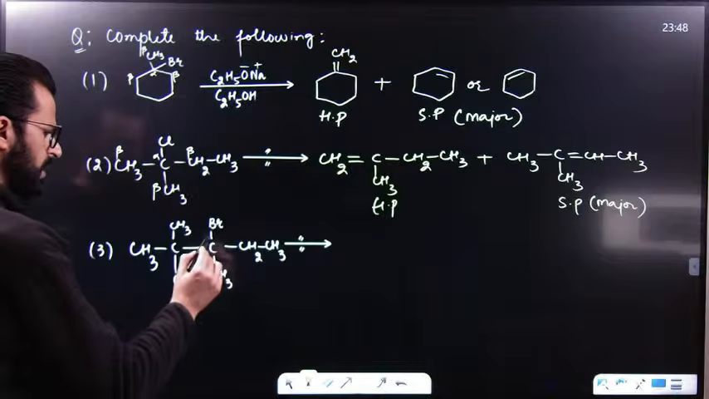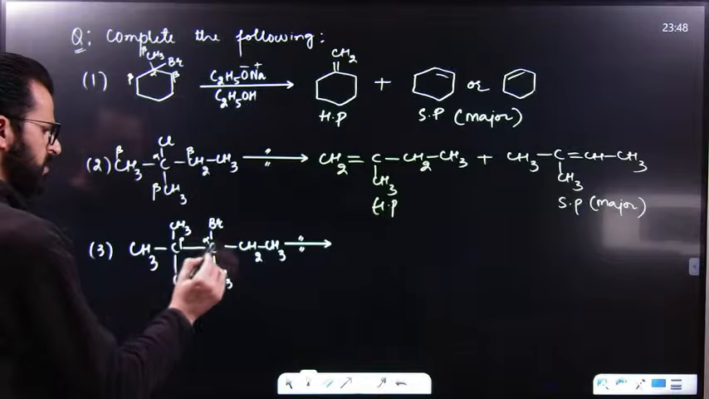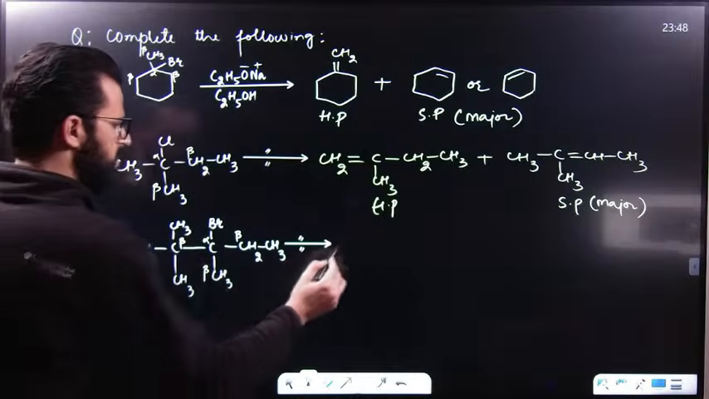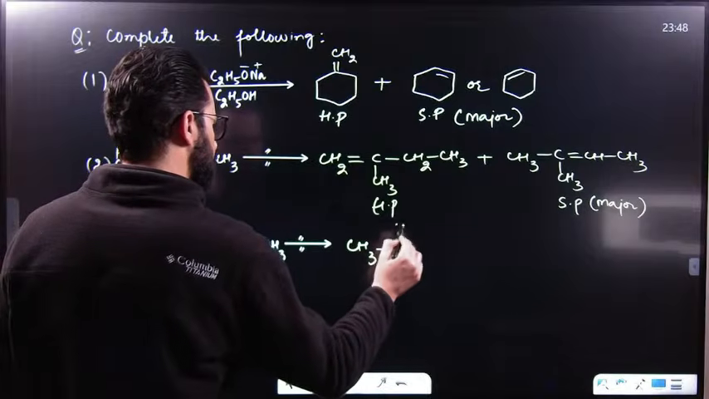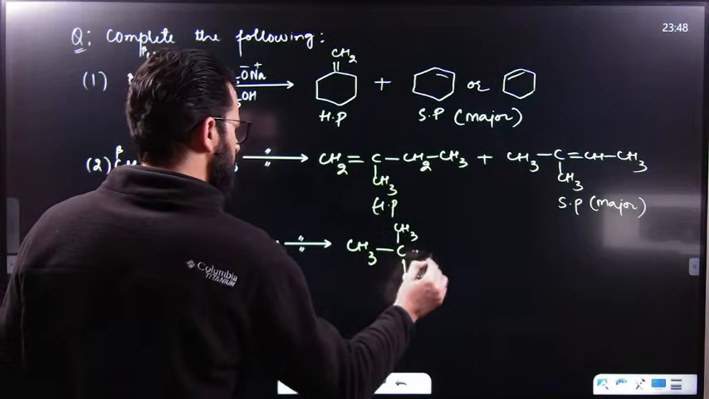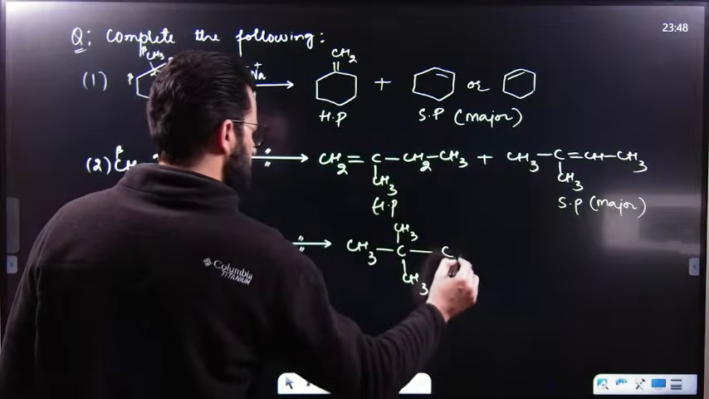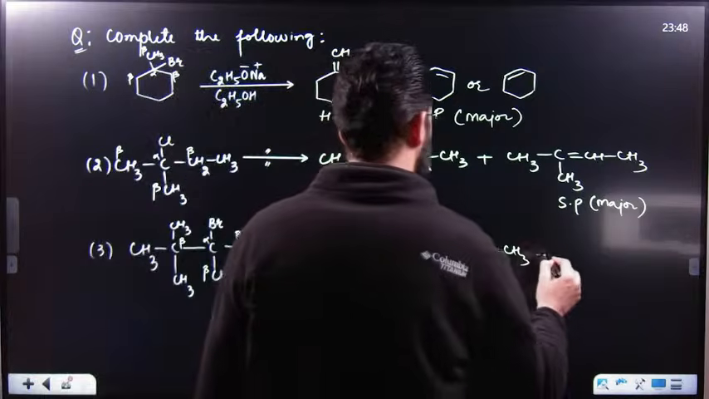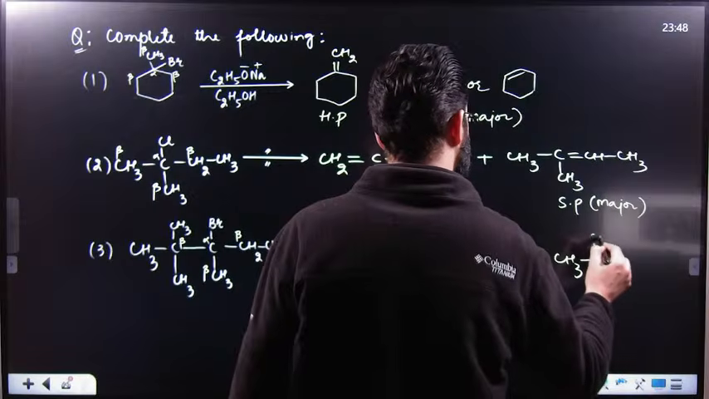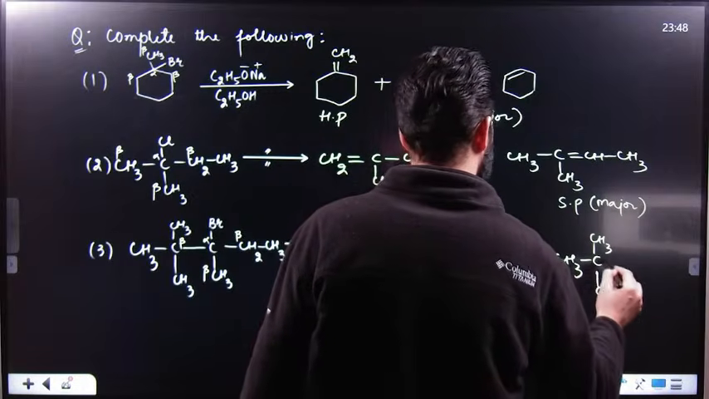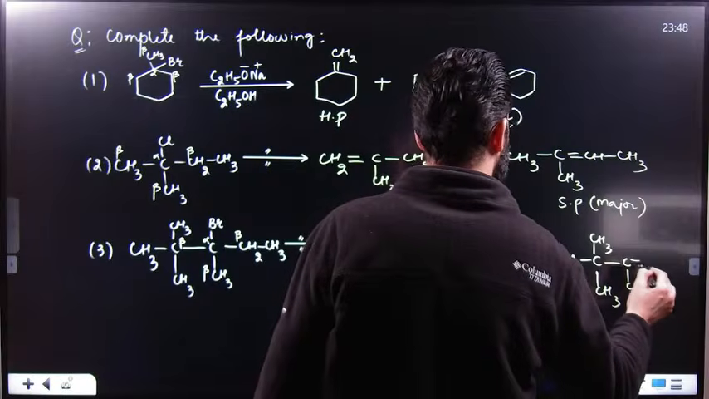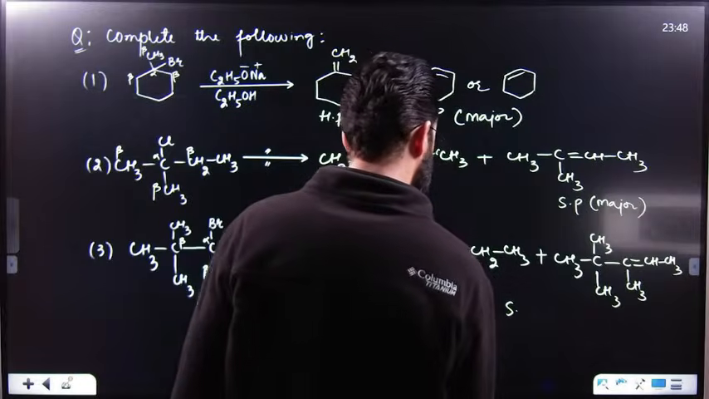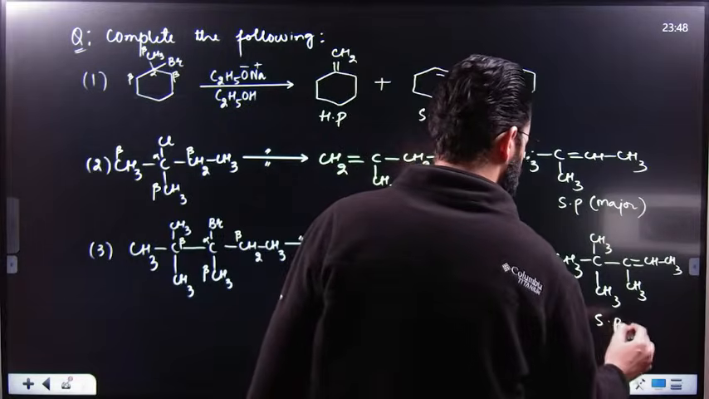Now, this is alpha, this is beta, this is beta, this is beta. This beta does not have any hydrogen, so either from this or from this, the product will be CH3, C, CH3, CH3, single bond C, double bond CH2, single bond CH2, single bond CH3. This will be Hoffman, and another product will be CH3, C, CH3, CH3, C, CH3, double bond CH, single bond CH3. This product will be Saytzeff product and hence major product.